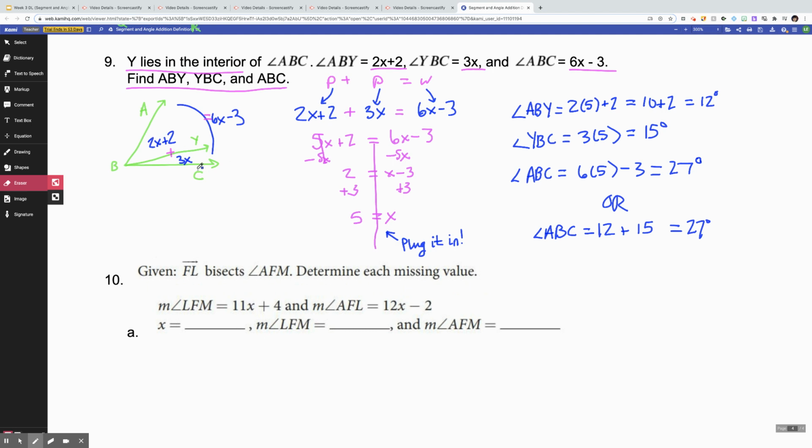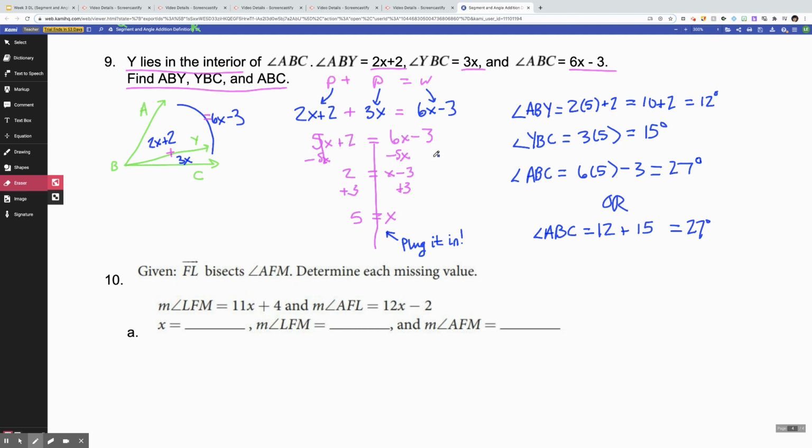So I know since I have 2 parts and a whole thing, I need to add those together. Part plus part equals whole. So that's what we did right here in the middle of your screen. First thing I did was combine my like terms on the left-hand side. 2x plus 3x is 5x. 5x plus 2 equals 6x minus 3.